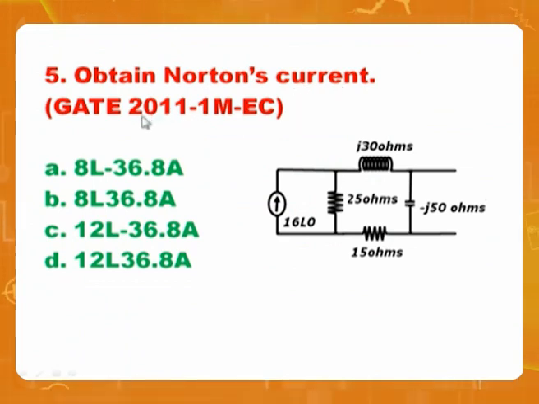Fifth problem. Obtain Norton's current, only current you wanted. So when you want Norton's current, what to do? Look here, you have to short it. If you short this, please observe. When you short this, this will go away. Whenever you short a parallel element, there is no current in this branch, so it will go away. Now what is the impedance coming? What is the current coming into that short? Now please observe as I deal with it.